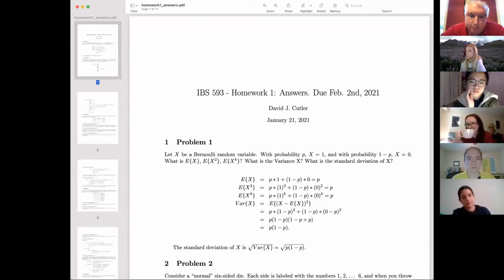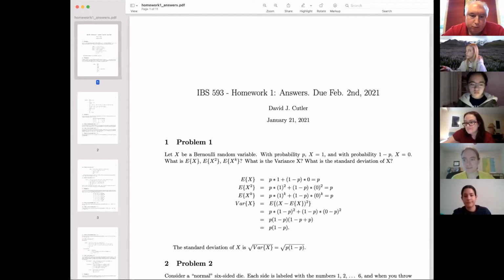Because problem 1 is so essential, let's just do it together, shall we? Let's see how this works. Share screen. Preview homework 1 answers. Can you guys see what looks like a PDF?